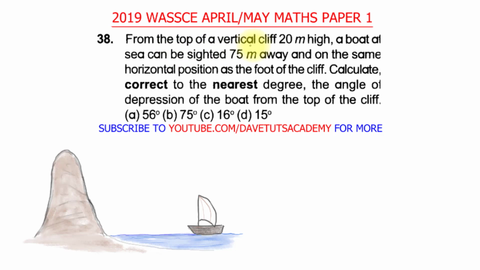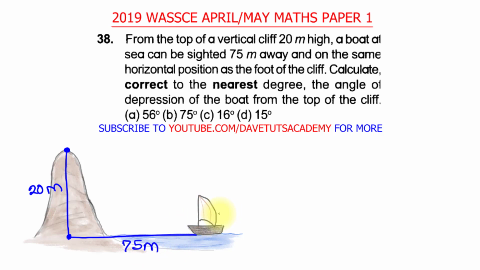Now we are told that from the top of a vertical cliff, which is 20 meters here, meaning that the cliff, this is the top of the cliff, and the cliff is 20 meters high, then the distance from here down to the ground level is 20 meters. Then a boat at sea can be sighted 75 meters away and on the same horizontal position as the foot of the cliff. Now that's where we really need to take note of this information. We're told that it is 75 meters away on the same horizontal position as the foot of the cliff. So if we are looking at this as a base, that's the foot of the cliff, we are now told that the ship is 75 meters away, meaning from here to the ship, this is 75 meters.